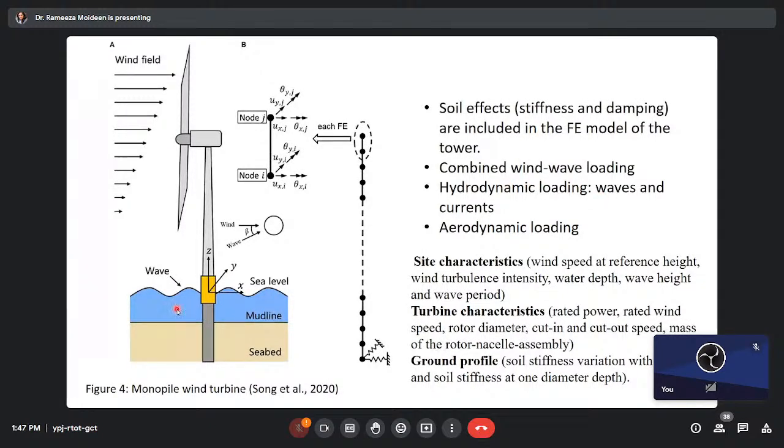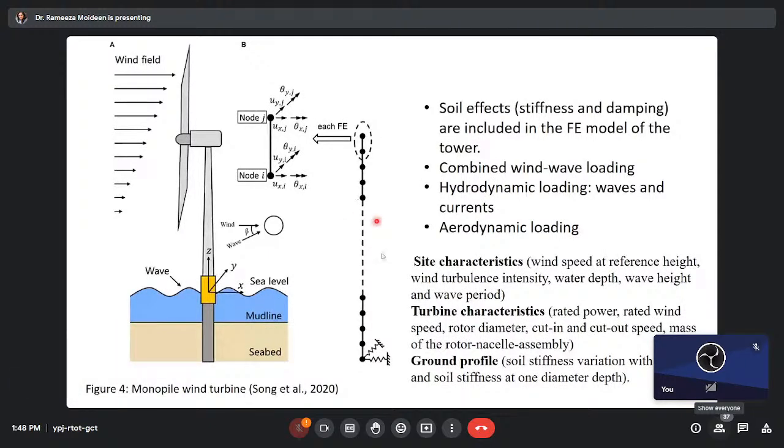The currents will be acting at about 1.6 to 2 meters per second in the water. If the waves and currents are in the same direction, it will increase the wave height and increase the load. And if they are in the opposite direction, it will reduce the wave height. So all these loads, the wind load, the wave load, and the current load, have to be considered for calculating the forces on the structure.